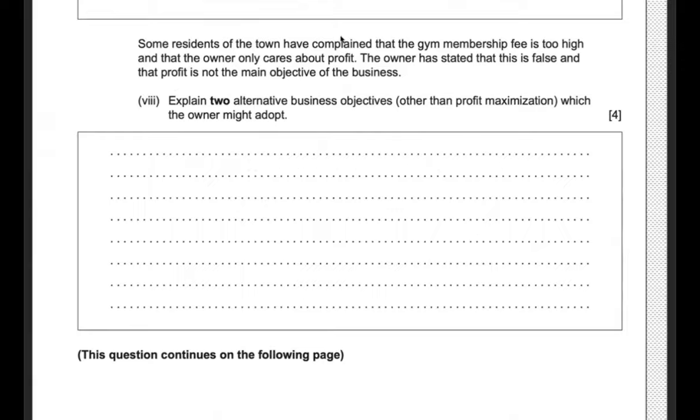Some residents of the town have complained that the gym membership fee is too high and that the owner only cares about profit. The owner has stated that this is false and the profit is not the main objective of the business. Explain two alternative business objectives other than profit maximization, which the owner might adopt.